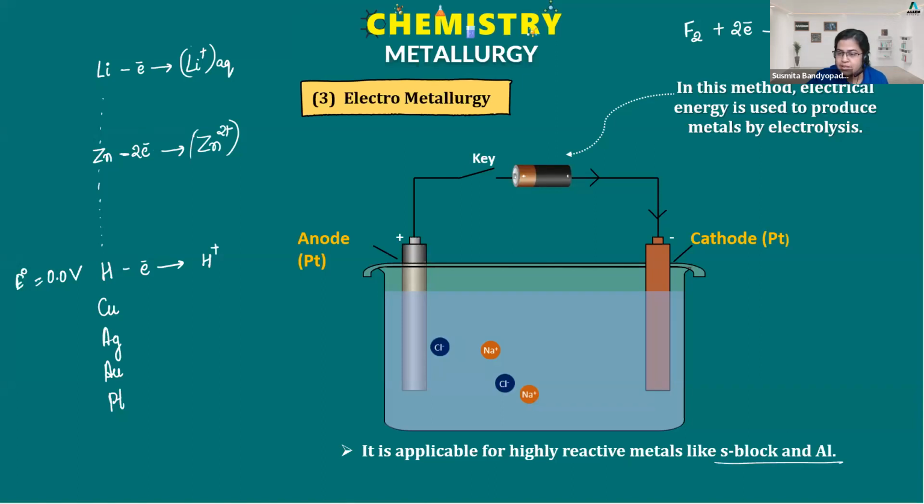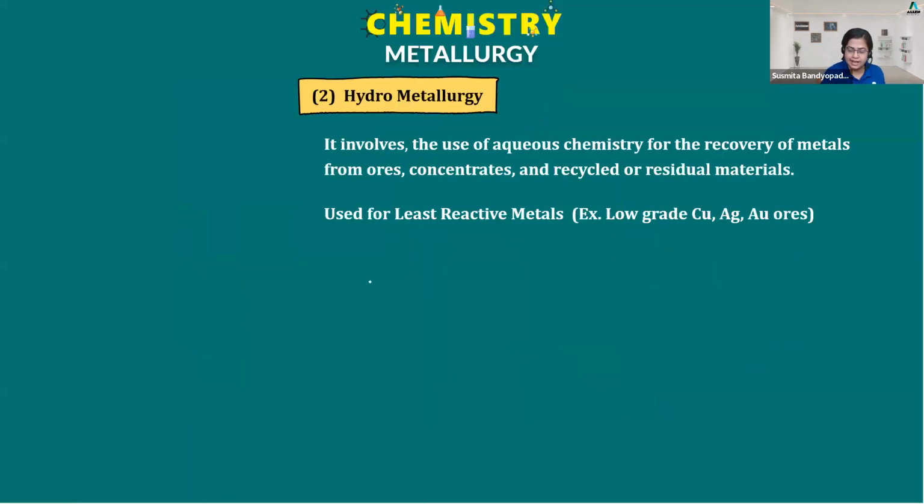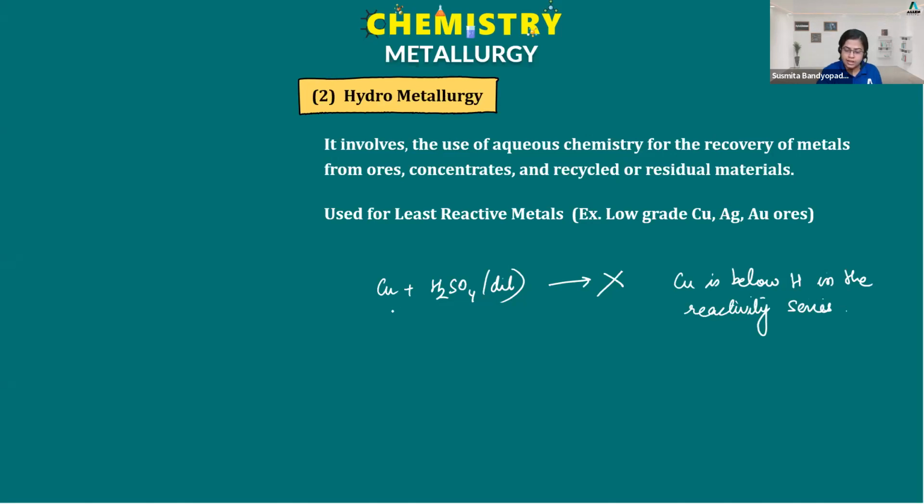So ma'am, the metals which can displace hydrogen on reaction with acid, if a displacement reaction is being carried out, say for example, copper with dilute H2SO4. Since copper is below hydrogen in the reactivity series, this displacement reaction cannot be carried out. Copper is below hydrogen in the reactivity series, so copper cannot come and overpower and displace hydrogen. Zinc is above hydrogen in the reactivity series. So if you put dilute HCl and zinc granules to it, displacement will occur, hydrogen will be liberated.